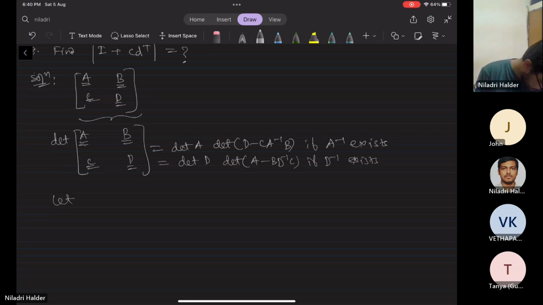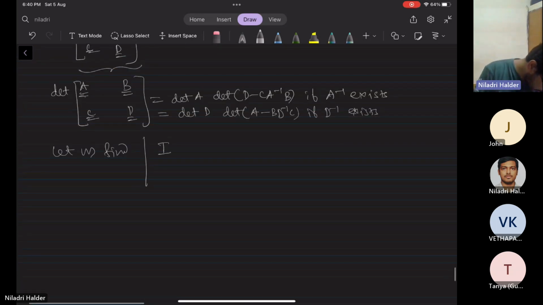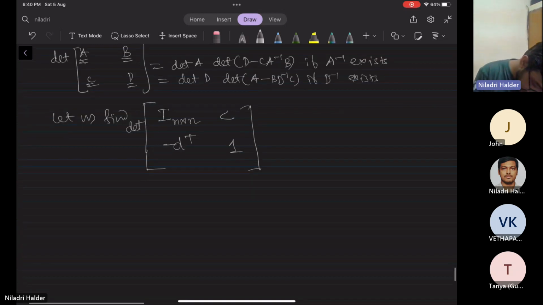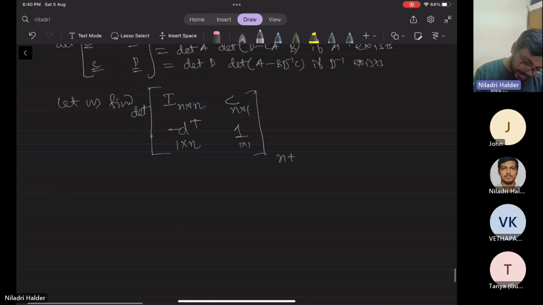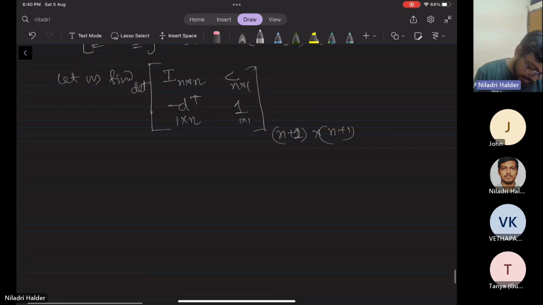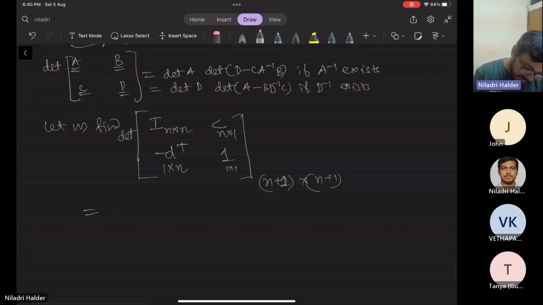So we need to find the determinant of the block matrix with I, C, minus D transpose, and 1. I is the n cross n matrix, C is the n cross 1 vector, D transpose is 1 cross n, and 1 is a scalar. So if you check, this is n cross 1 times 1 cross n, so an n cross n matrix it is. So we'll use these two formulas, 1 and 2.